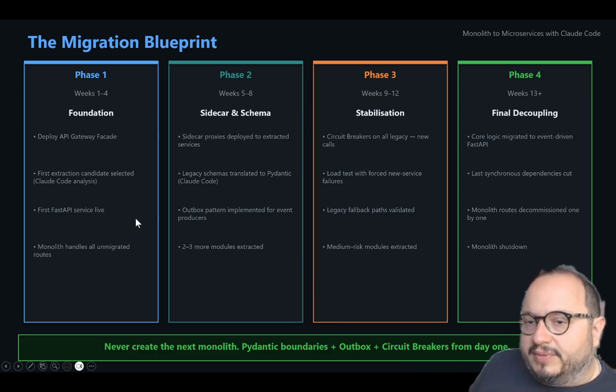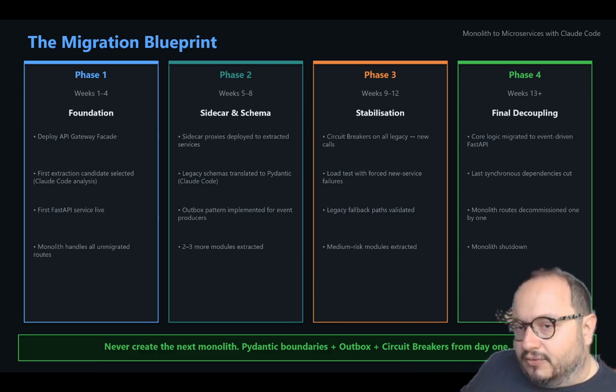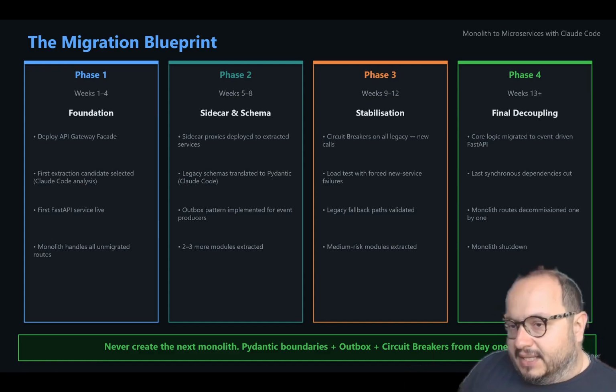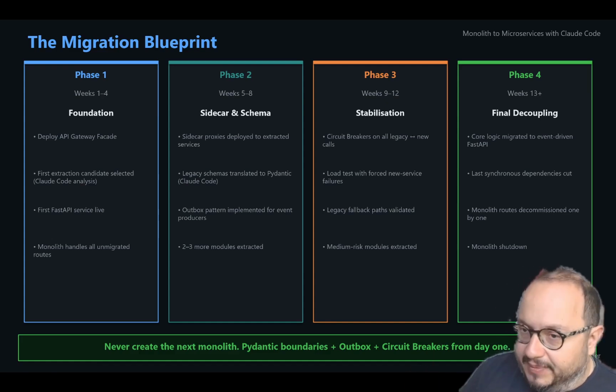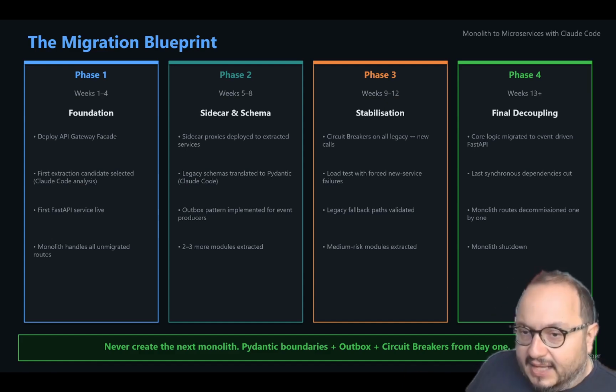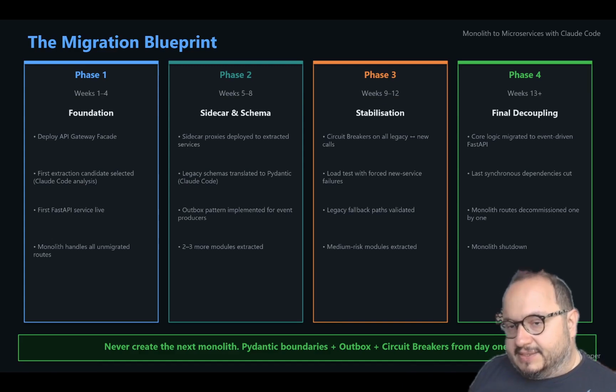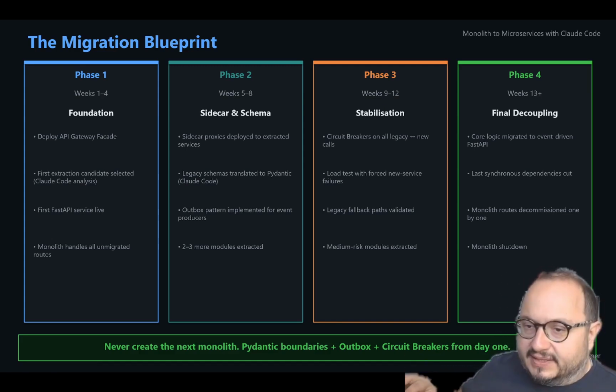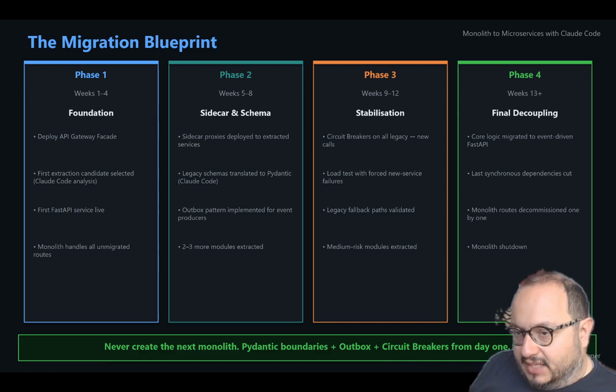Here is the full migration structured as 4 phases. Phase 1, weeks 1 to 4. Foundation: stand up the API Gateway facade in front of the monolith. Zero traffic has moved yet. Identify the extraction candidates using Claude Code's dependency analysis. Extract the first module using the Strangler Fig. Validate it in staging. The monolith handles everything except the extracted module.